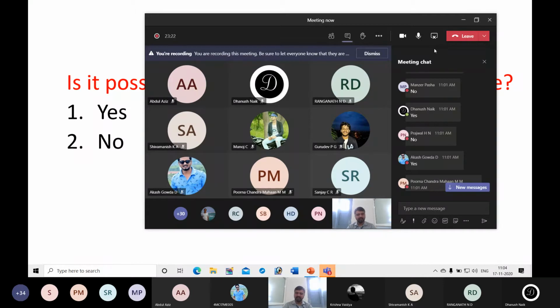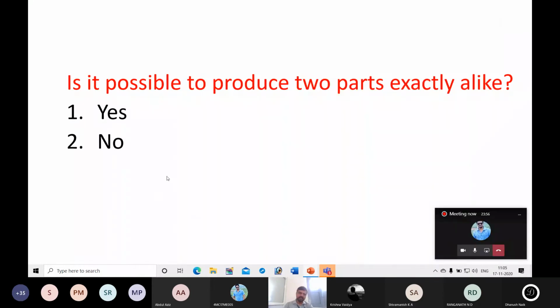You can produce two similar components. There may be some deviations, but that deviation will be within the tolerance limit. The tolerance limit may be 0.0001, or it may be 0.5 zeros followed by 1. That depends on the accuracy of the machine. But in any case, it is not possible to produce two components exactly alike. That you should remember. So the answer is no, it is not possible.